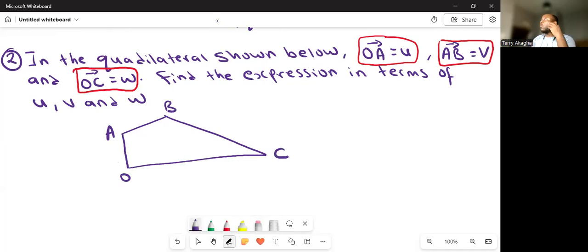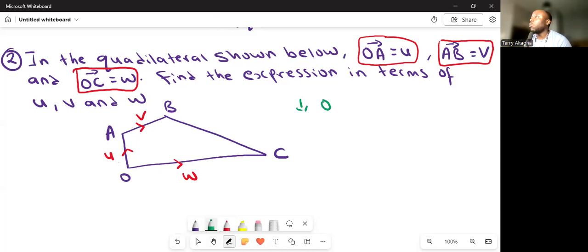All right. So we're told OA. So that means the direction was this direction. OA was U. Let me use another color to make it very obvious. So OA was U. AB was V. And we're told OC was W. All right. Okay. So number one, we're now told to find OB.